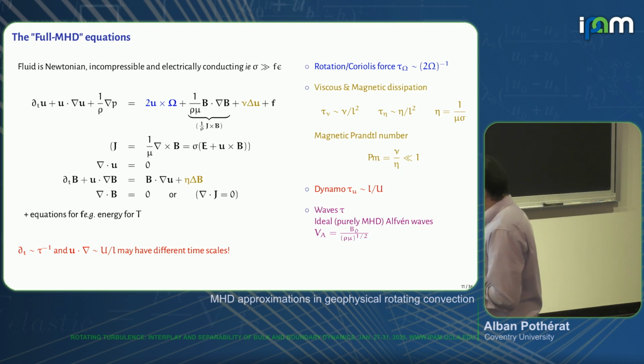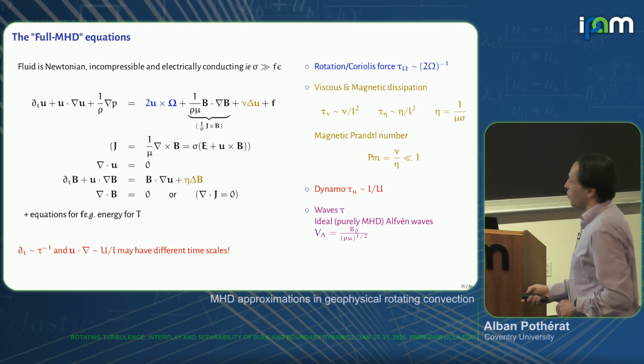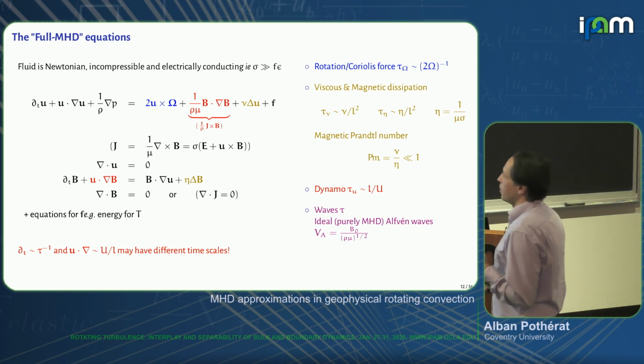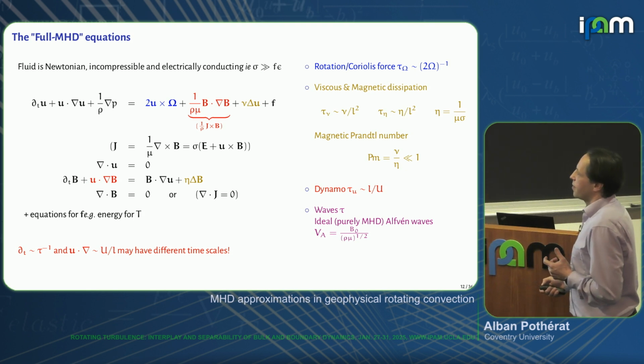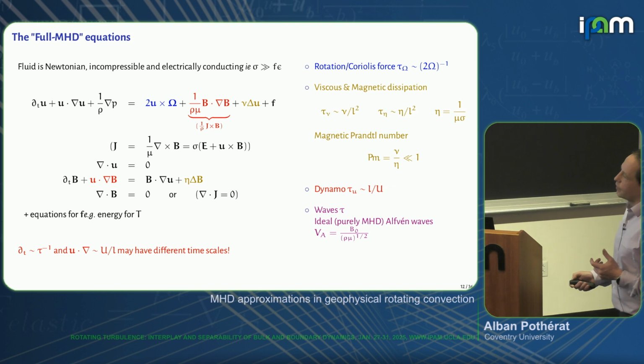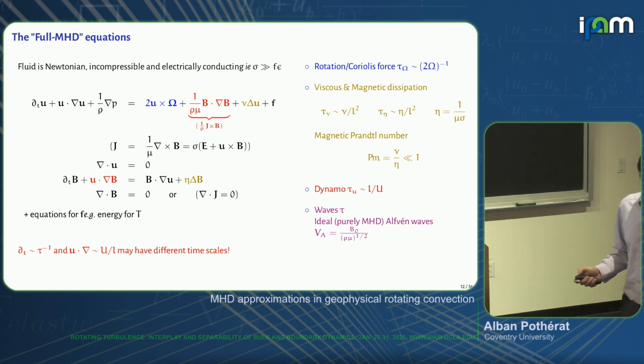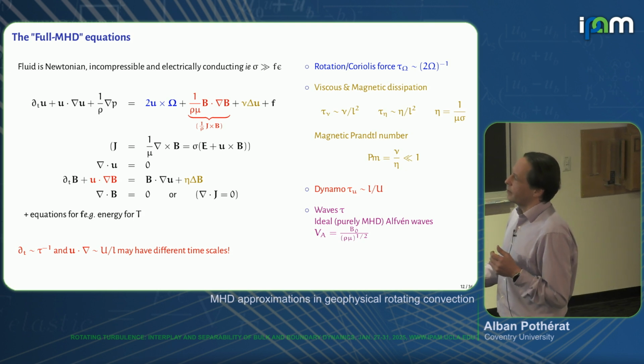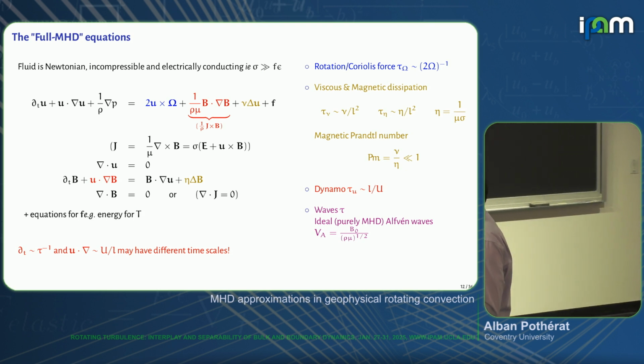Okay, so what physics do we find in these equations, apart from Coriolis force and dissipations? I mentioned dynamo. The dynamo term essentially is this one: the transport of the magnetic field by the velocity field. That term is crucial. You need that term to be significant to have a dynamo.